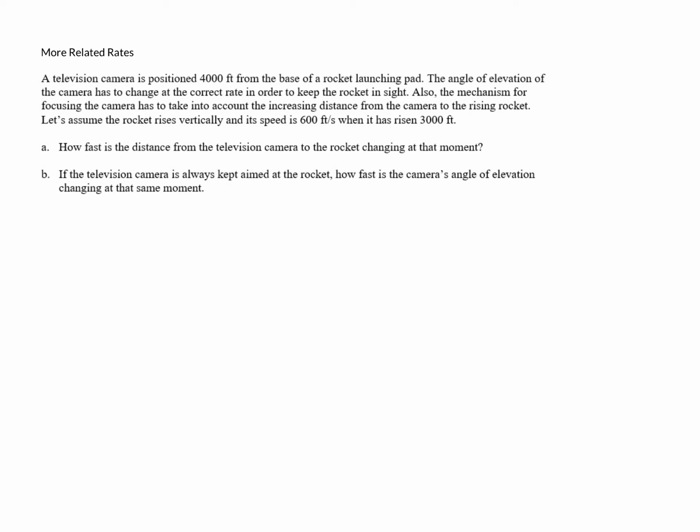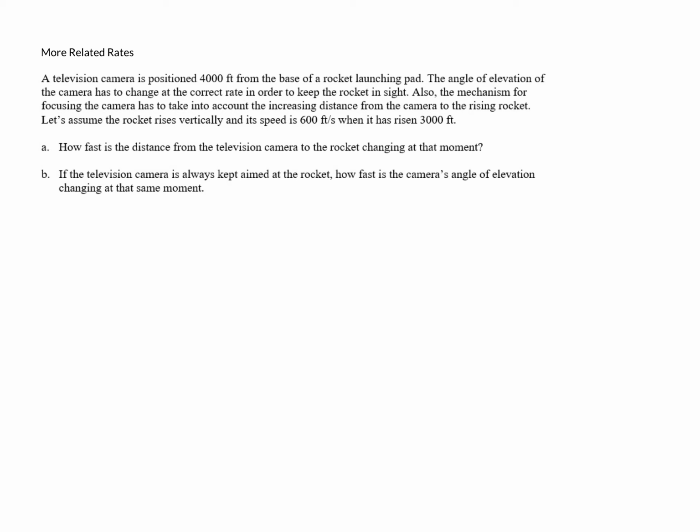How fast is the distance from the television camera to the rocket changing at that moment? And then if the television camera is always kept aimed at the rocket, how fast is the camera's angle of elevation changing at that same moment? We're going to tackle these problems one at a time. So we're going to start with the first part. How fast is the distance from the television camera to the rocket changing at that moment?